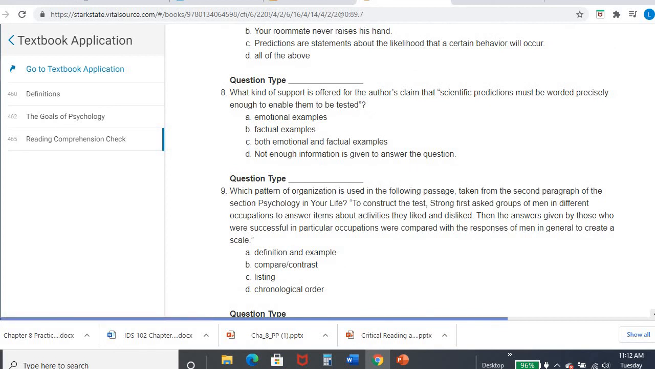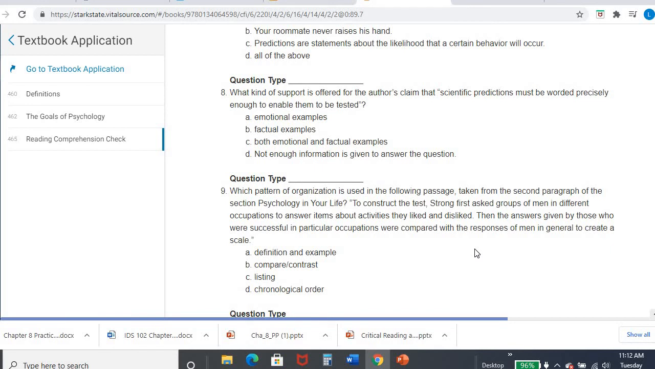Okay, all right, and then look at number 9. We'll do number 9 together. So it says, which pattern of organization is used, if you recall this? To construct the test, Strong first asked groups of men in different occupations to answer items about activities they liked and disliked. Then the answers given by those who were successful in particular occupations were compared with the responses of men in general to create a scale.